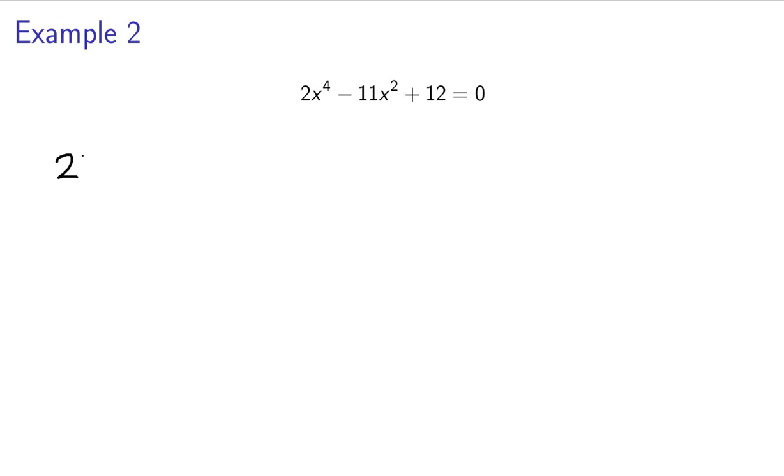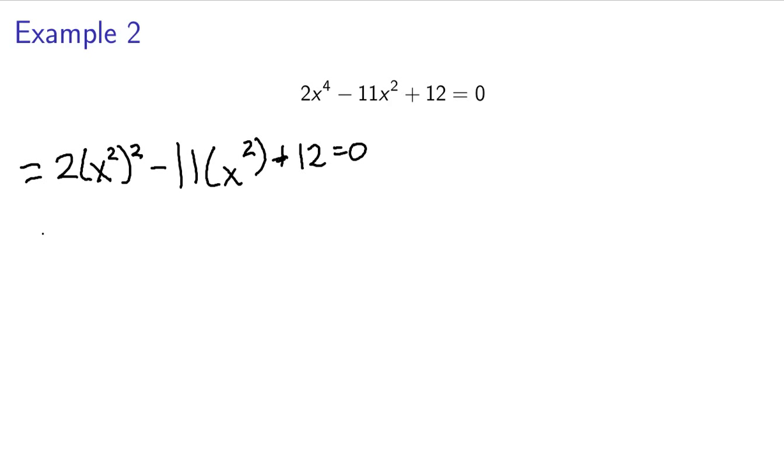Remember, if we have x squared squared, that's the same thing as x squared times x squared. We just have 4 x's total. So x to the 4th is just x squared squared. I'm going to go ahead and get rid of that because I don't want that on the screen. Minus 11x squared plus 12 equals 0. So now I'm solving for x squared instead of x.